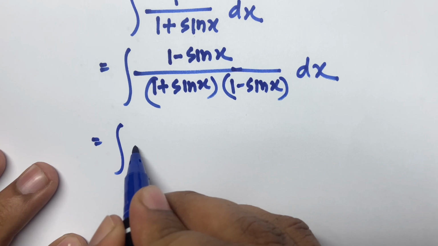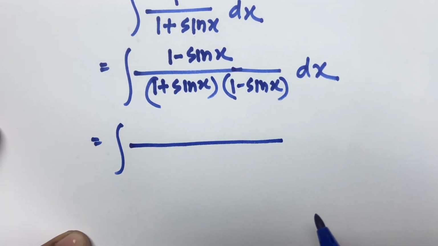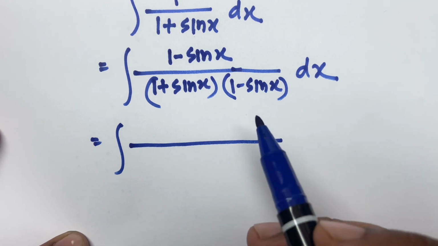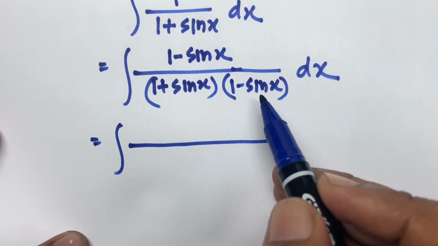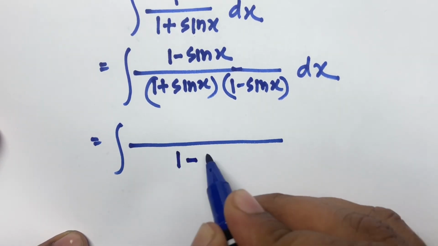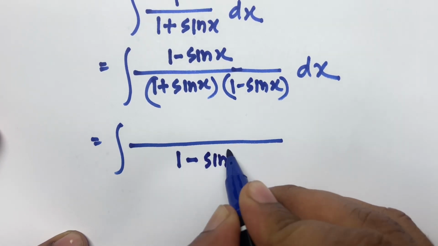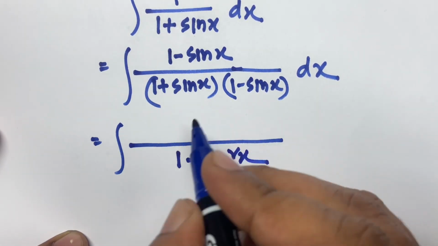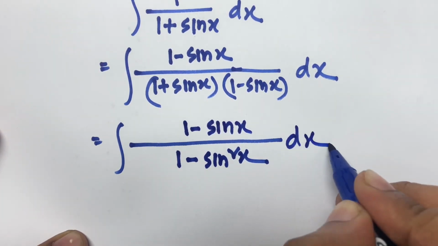Now, according to algebra rules, we know that (a plus b)(a minus b) equals a square minus b square. I follow this formula in this line. If you think this is a and this is b, you can say (a plus b)(a minus b), so a square minus b square. Here b is sin x, so sin square x, and the numerator is 1 minus sin x dx.